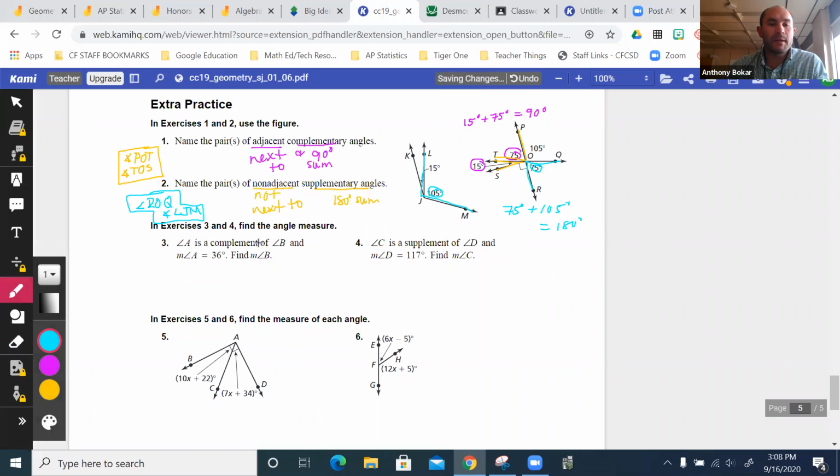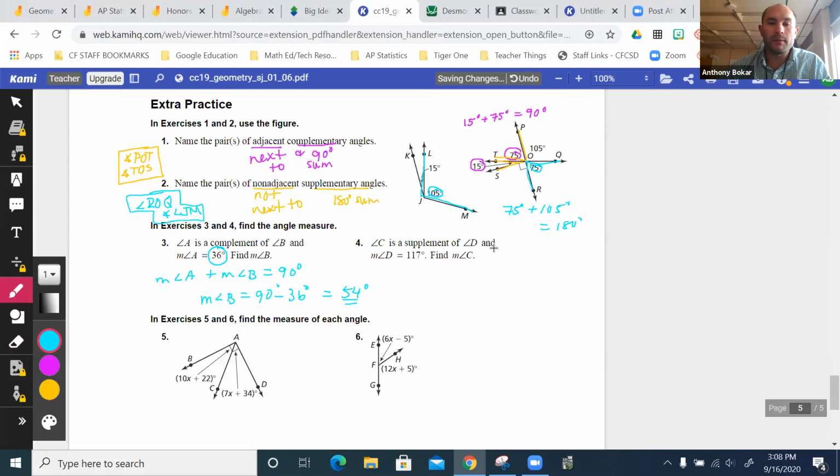Find the angle measure. A is a complement of B. So A is a complement of angle B. What does that mean? That means that the measure of angle A plus the measure of angle B has to be 90 degrees. They total to 90. So if this one is 36, the measure of angle B would be 90 minus 36, which is 54 degrees. So the complement of that is 54 degrees.